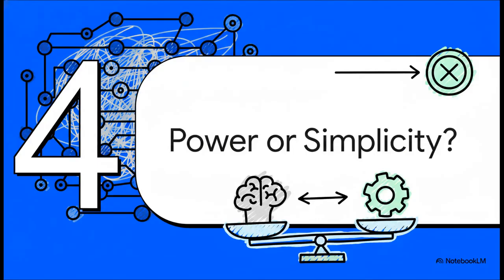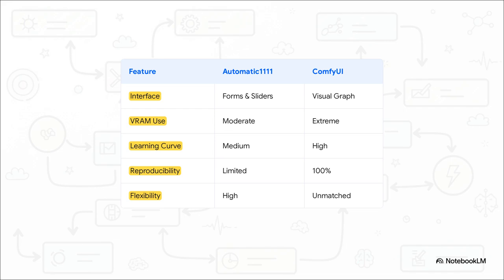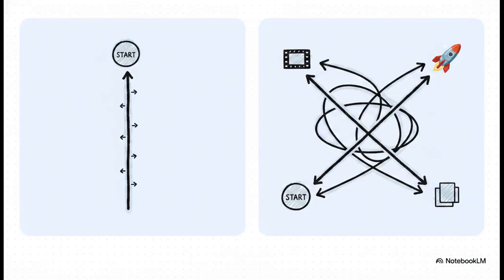So this all brings us to the central question. Where is the right balance between this immense power and the initial learning curve? Let's figure out how to choose the right tool for your specific goals. Looking at them side by side, the trade-offs become clear. The interface is the most obvious difference, traditional versus visual. But a key technical advantage for ComfyUI is VRAM efficiency. Its dynamic graph only loads what's necessary into your GPU's memory, allowing you to build more complex workflows and generate higher resolution images on the same hardware. The price for this power is a steeper learning curve, but in return, you get perfect reproducibility and simply unmatched flexibility.